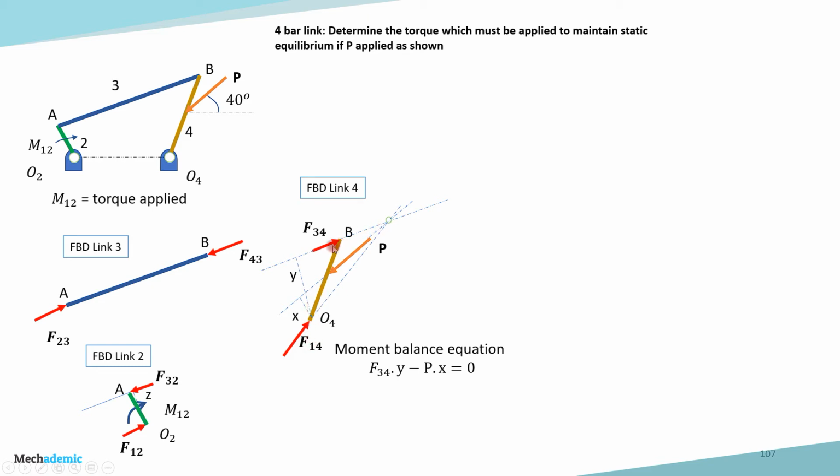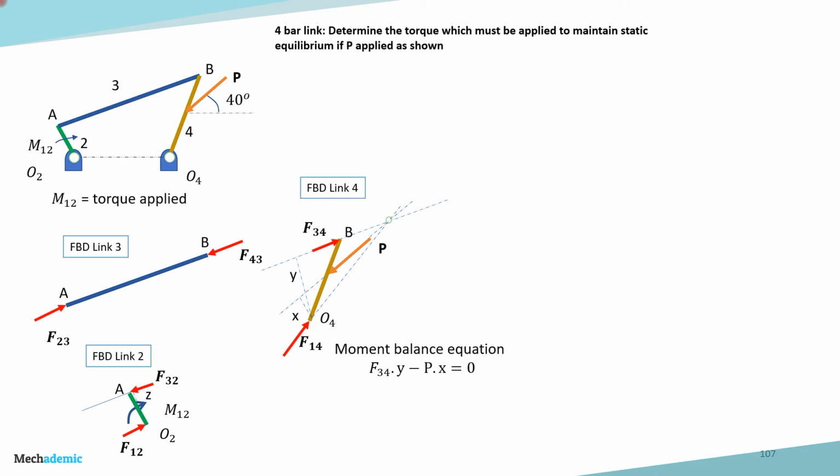The condition for equilibrium for a 3 force member is that the lines of action of all the 3 forces should intersect at a point. So if we extend the line of action of F34 and the line of action of P, we create an intersection point. And then if we draw a line to O4, we will get the line of action of F14. Along with the force balance, we also need to do the moment balance.